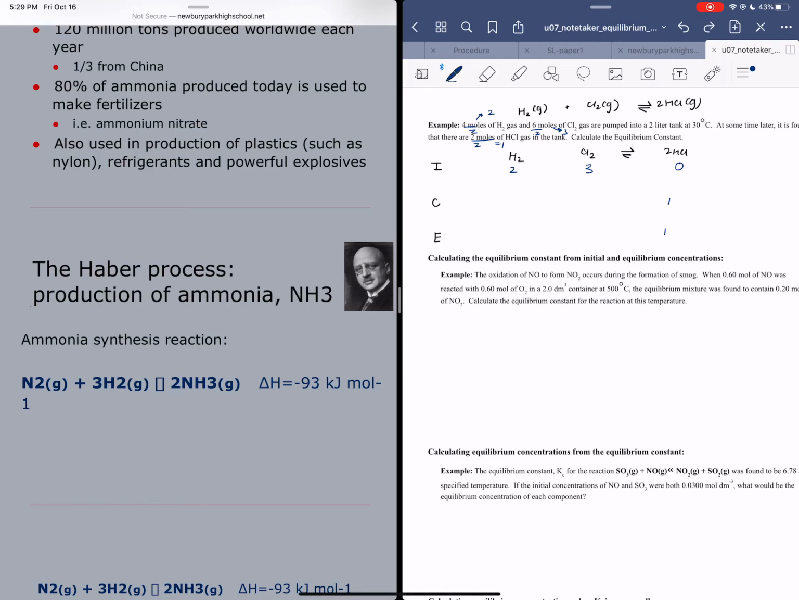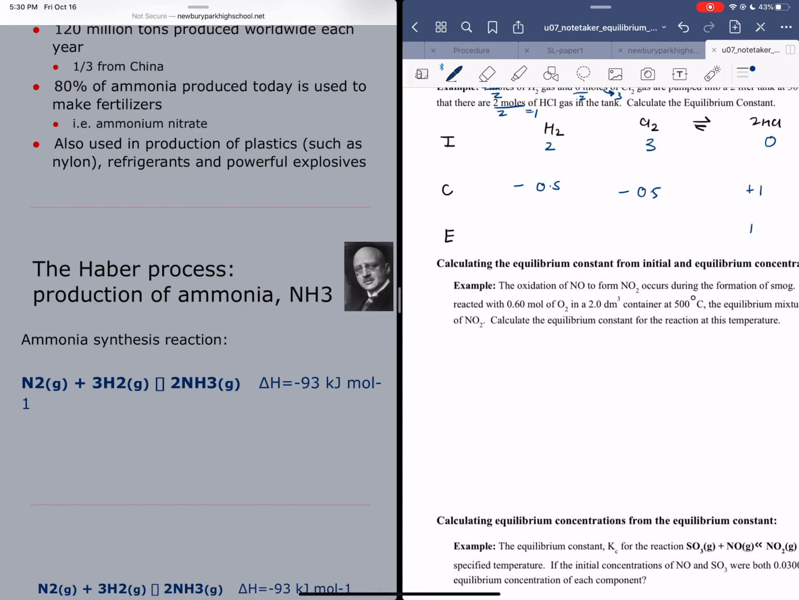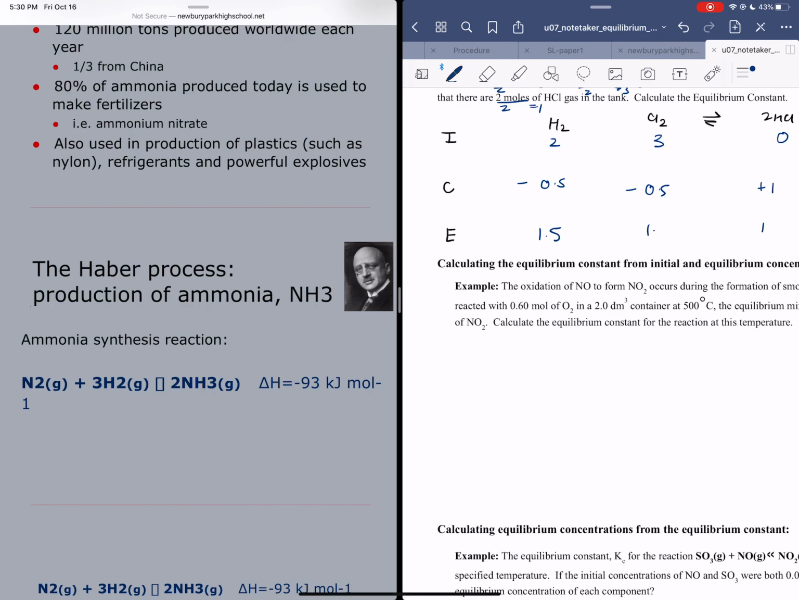Now, what's the change? If this is adding 1, we know that to get products, we need to remove reactants. But how much do we remove? Well, if the stoichiometric coefficient is 2 here and it's 1 here, then this must be 0.5 here and 0.5 here, because it's a 1 to 2 ratio. So you only take half. So you have negative, negative, and then positive 1. Which in effect means this is 1.5, and this is 1.5.